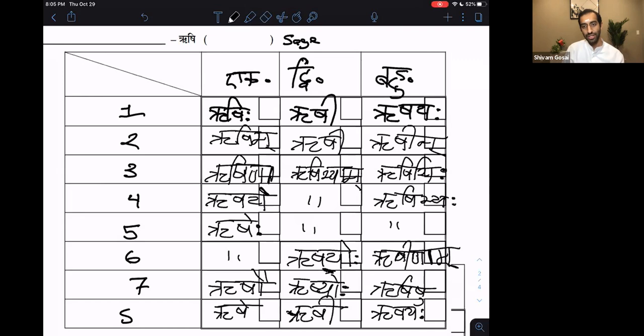Okay, so rishihi, rishi, rishayaha. Rishim, rishi, rishin. Rishina, rishibhyam, rishibhihi. Rishaye, rishibhyam, rishibhyaha. Rishehe, rishibhyam, rishibhyaha. Rishehe, rishyoho, rishinam. Risho, rishyoho, rishishu. He rishe, he rishi, he rishayaha.